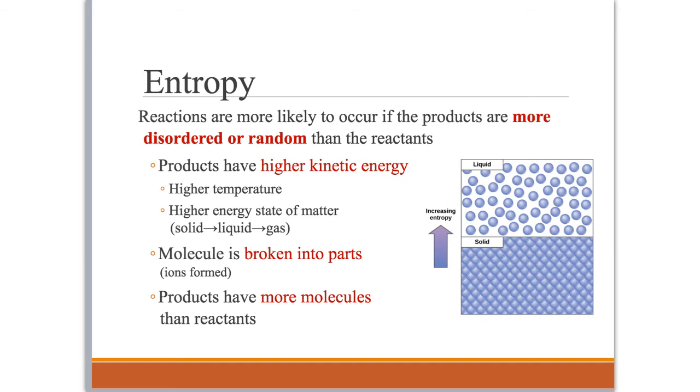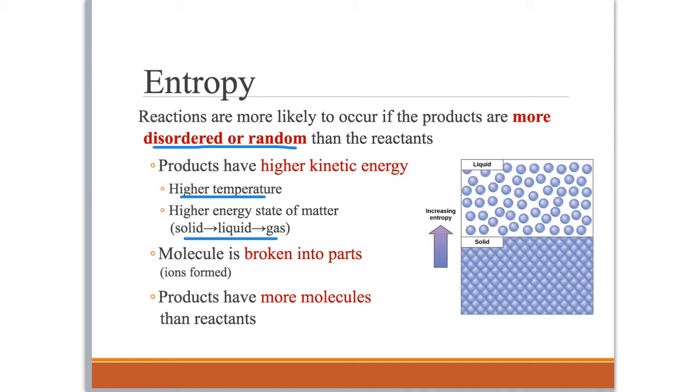Now, entropy, as I said, means disorderliness, and reactions are more likely to occur if the products are more disordered, or you could think of them as being more random than the reactants. There's basically 3 situations where you end up with a more disordered or random product, where there's an increase in entropy. The first one is that the products have a higher kinetic energy, so they have more movement happening in the individual atoms. So that's where you've got a higher temperature, and the higher temperature is causing a phase change from solid to liquid to gas, or moving along that continuum.